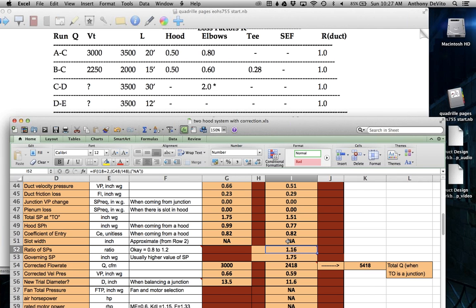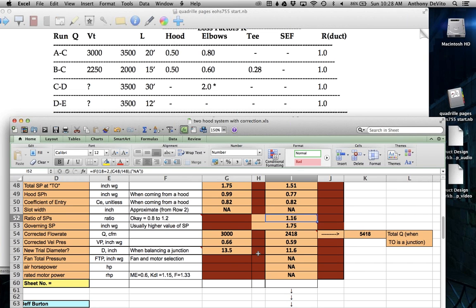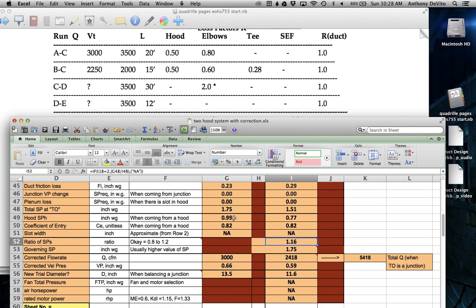Okay, so you guys got that? What I did here was I resized the branch ductwork so that the static pressure would satisfy this condition: that the ratio of static pressures at point C, where they join together, is no less than 80% or no more than 120% of the larger one. Now, the governing static pressure is always going to be the larger one. So from now on, when we move on to the next step, we're going to use the larger static pressure anyway. But at least they're close enough now that we think this is going to work out pretty well.